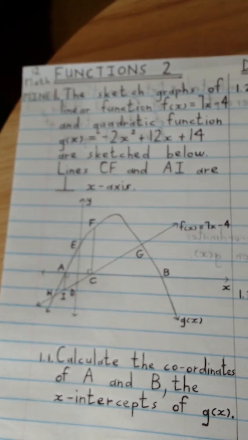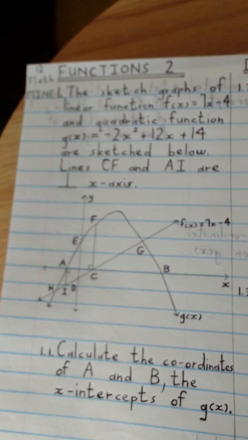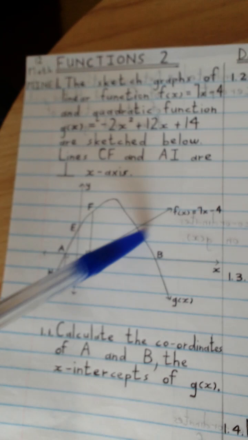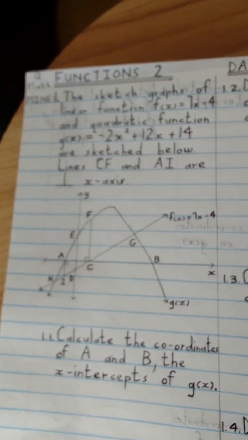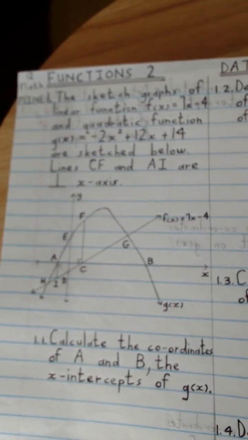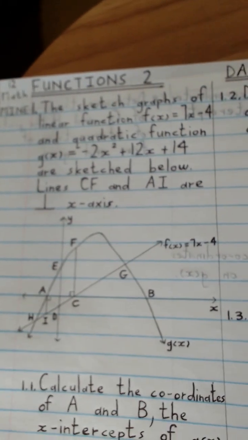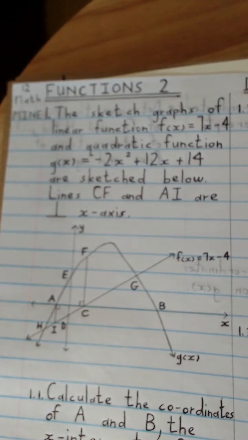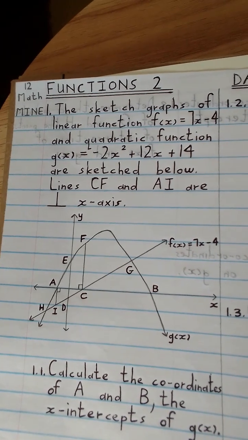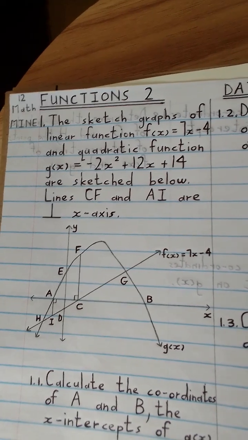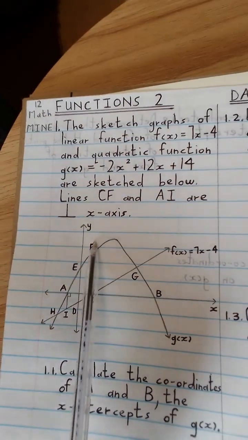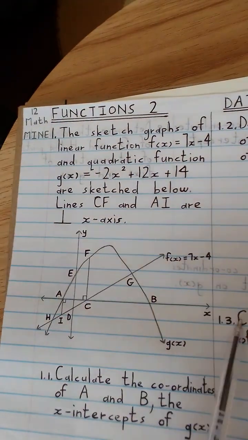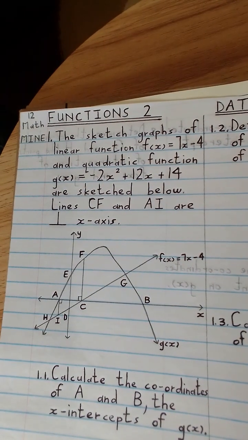So number 1 states the sketch graphs of linear function f of x is equal to 7x minus 4. Here's f of x. And quadratic function g of x is equal to negative 2x squared plus 12x plus 14 are sketched below. Here's g of x, which is the parabola. Lines CF and AI are perpendicular to the x-axis. So here's CF, here's AI, perpendicular to the x-axis. So there's those 90 degrees.